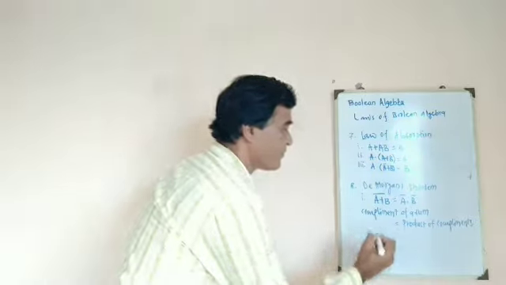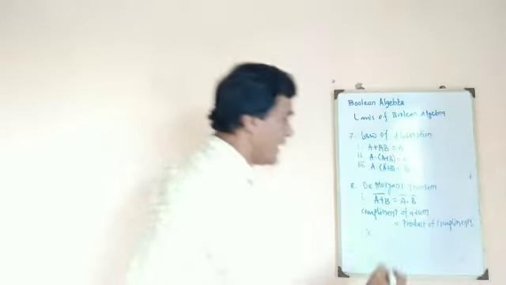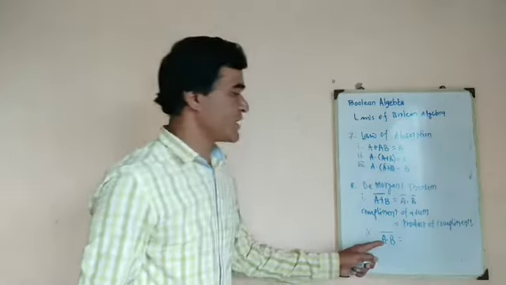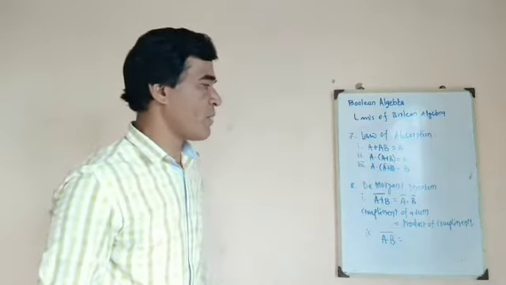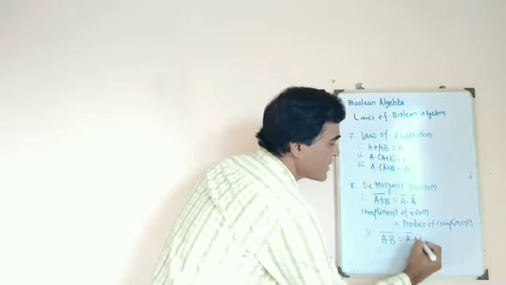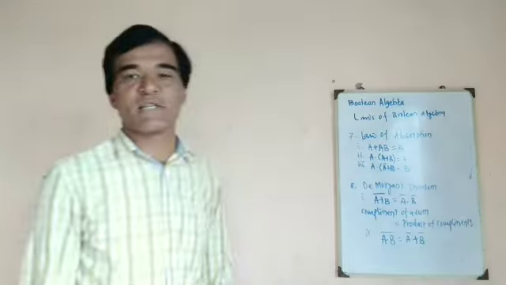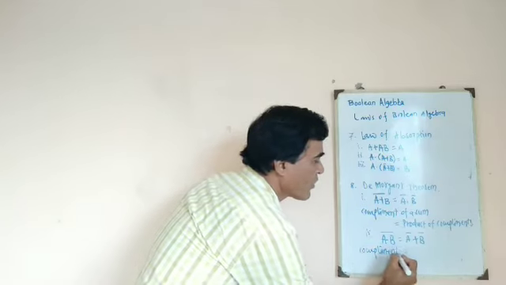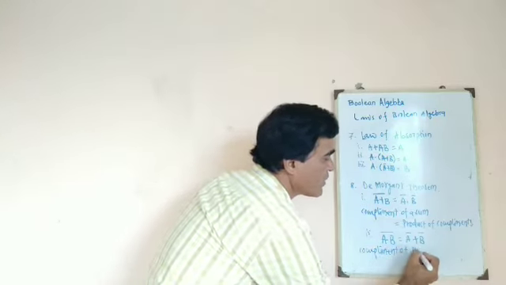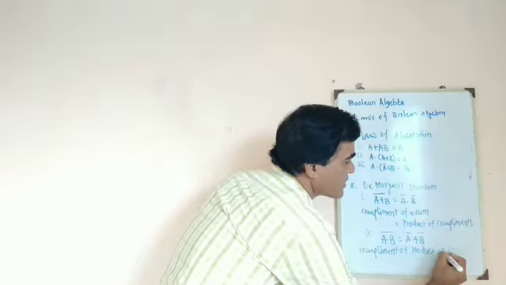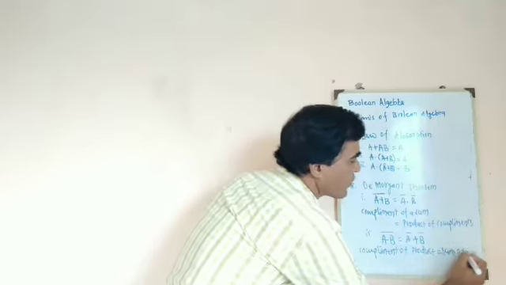The second law, (A dot B) complement. What is this? It is nothing but the complement of a product. The complement of a product I can write as the sum of complements. So the complement of a product is equal to the sum of complements.